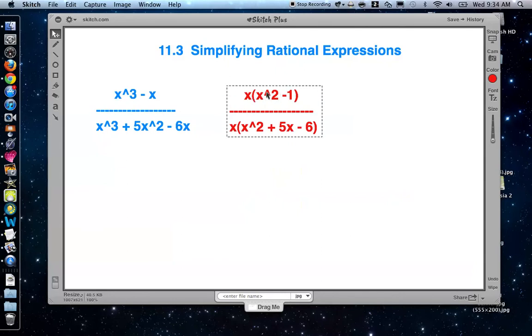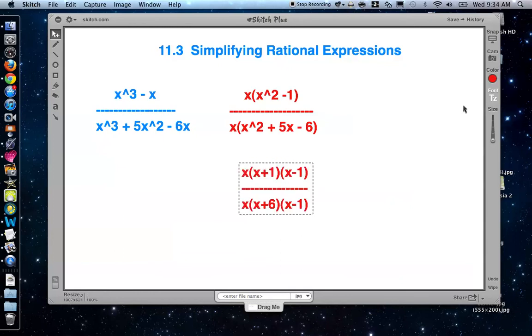But now we have these parenthesis groups, these binomials and trinomials, that we need to factor as well. If you remember how we factor from the last chapter, x squared minus 1 is a difference of perfect squares, and this is a traditional trinomial that you can factor. If we did that, we usually find an answer that looks something like this: x times x plus 1 times x minus 1 over x times x plus 6 times x minus 1. This is how you would factor this expression into this expression.